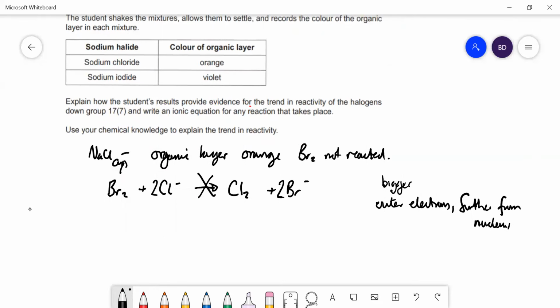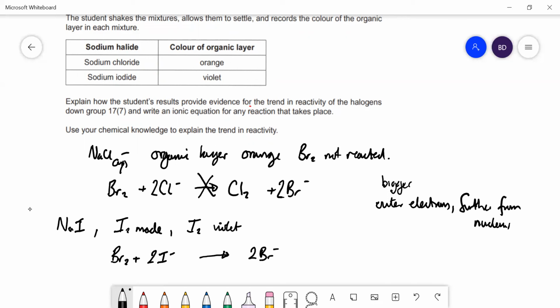Right. So when you react it with sodium iodide, right, you do get a reaction there. I2 is made. Okay, that is more soluble in the organic layer, so it's going to dissolve in the organic layer, and I2 is violet in organic solvents. So you've made iodine. So the equation that's happening there is you've got Br2 plus 2I minus in aqueous solution goes to 2Br minus, so your orange color disappears because you form the colorless bromide ions, and you form I2, which is purple in organic solvents.